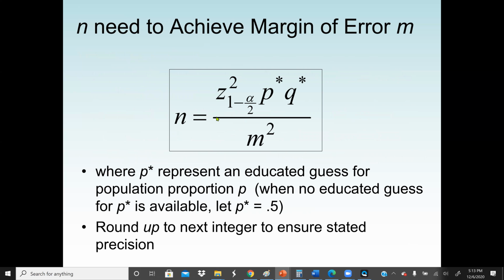Here we have slightly different formulas from the previous units. To find the N, it will be Z 1 minus alpha over 2 squared times P star and Q star divided by M squared. M is our margin of error. Here the P star represents an educated guess for the population proportion. When no educated guess for P star is available, then we use P star equal to 0.5. Then we round up to the next integer to ensure the stated precision. So if P star is 0.5, then Q star will also be 0.5.